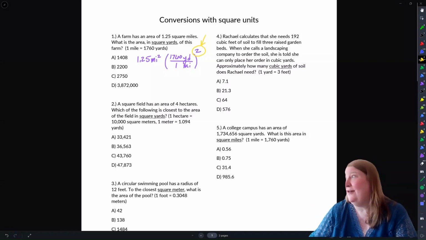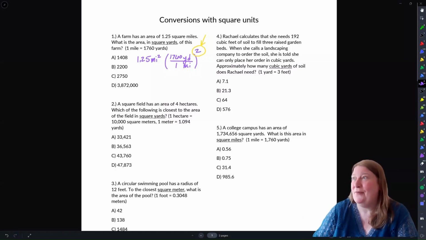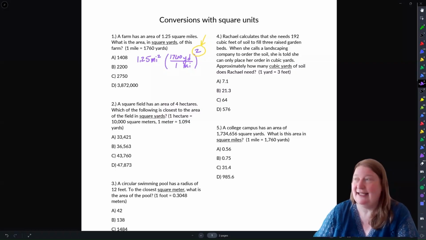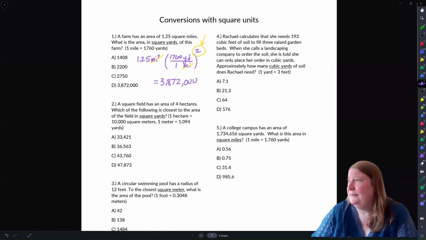And it really is not a long question. You just have to know that trick about where to square and what to square. It's the factor itself, the 1760, that gets squared. I'm going to put that in my calculator, 1.25 times 1760 squared. I can see that the square miles and square miles do cancel each other. One squared is still one, so that's still going to cancel. And the answer I'm left with is in square yards. My calculator tells me this is 3,872,000 square yards. That's option D.